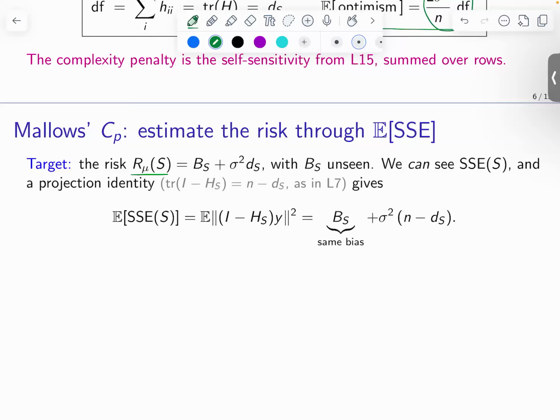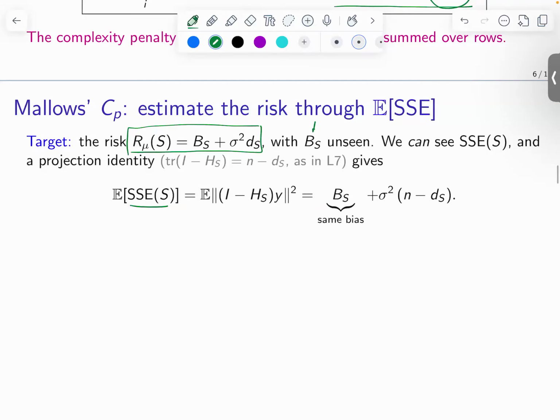So we saw that the risk was this, B_S plus sigma squared d_S. This is unseen. And we saw that this guy, SSE of S, is not a good measure. So what I can do is actually calculate the expectation of it and then try to correct directly via that formula. So let's calculate the expectation of SSE. So you see the same thing comes out more directly.